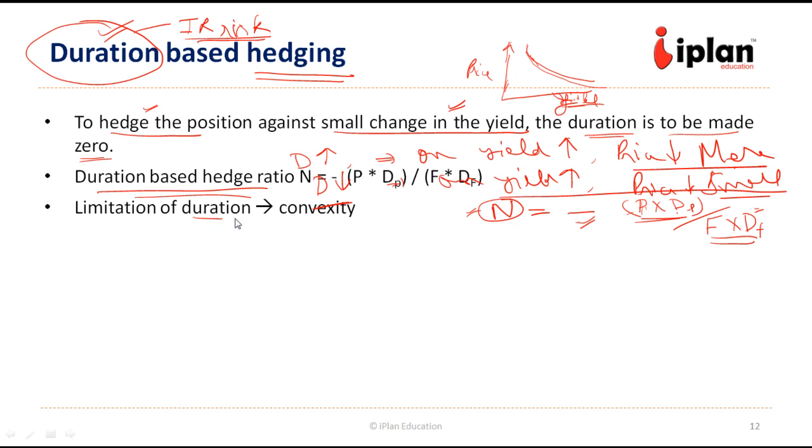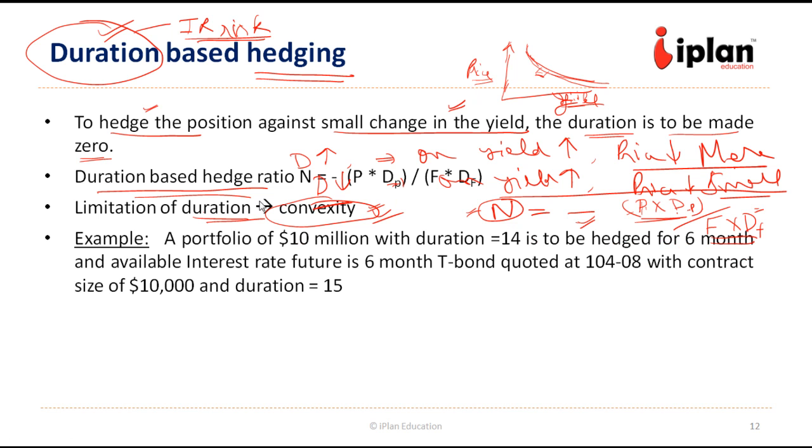There is one limitation of duration: as we have already seen, this curve is not linear. There is convexity involved, so that has to be adjusted a little bit. Or in other words, if the yield change is very small, then duration itself can capture the whole interest rate risk. But if the yield change is large, then we will not be able to completely rely upon duration itself. We need to take convexity into account as well.